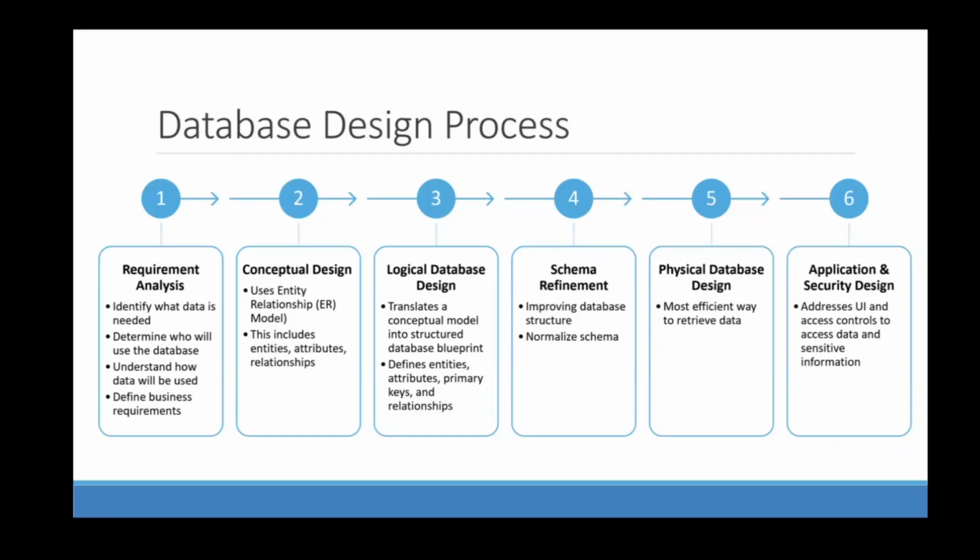Steps 4 through 6: in schema refinement, we focus on improving the database structure. We eliminate any redundancy and we normalize the data. Step 5 is the physical database design. This is the most efficient way in which we want to retrieve the data and determine how we want to store it. And last, application and security design. This is more about addressing the user interface and access controls to secure access to the data.